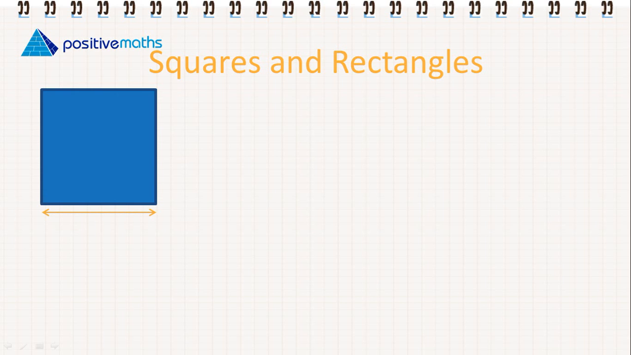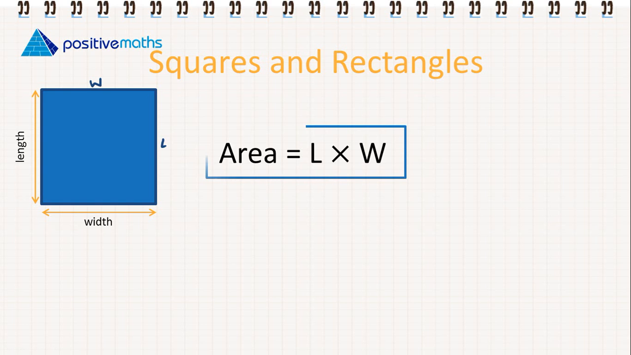So finding the area. We have our square first of all. We identify that one side is our width and the other side is our length. Okay, that makes this our width as well, and this side our length also. So to find the area, we multiply the length by the width. So this goes for squares and rectangles.